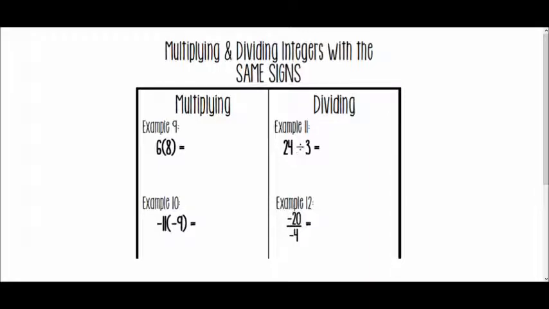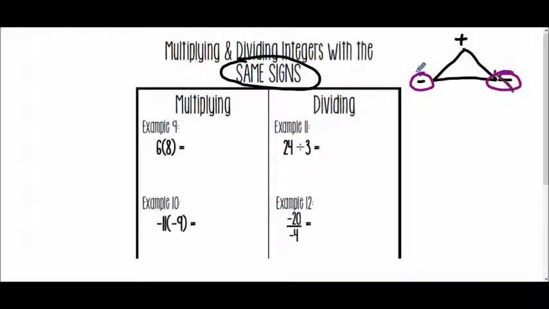We're going to talk first about multiplying and dividing integers that have the same signs. Okay? Now, same signs, I want you to think about this. Anytime you take a positive number times a positive number, it's still going to be positive. And then using our triangle, if we take a negative number times a negative number, just kind of cover those up or cross them out, what sign is left? A positive. So whether you're taking a positive times a positive or a negative times a negative, your answer is still going to be positive.